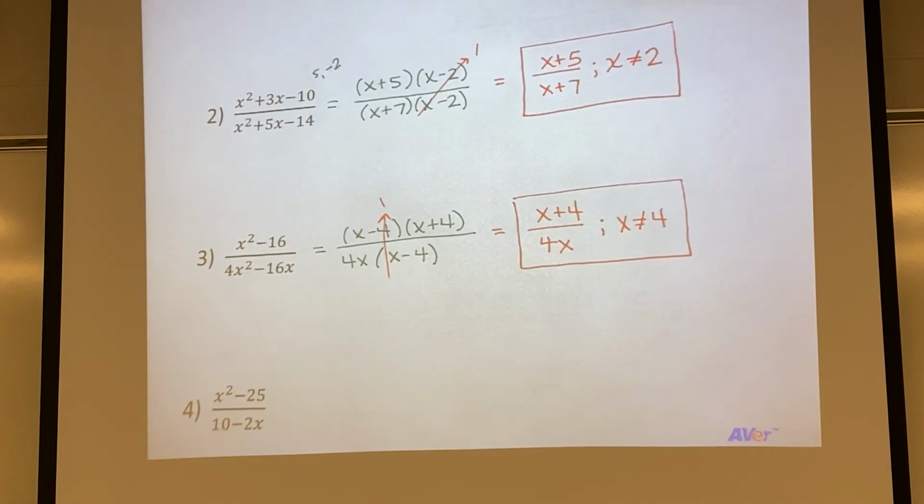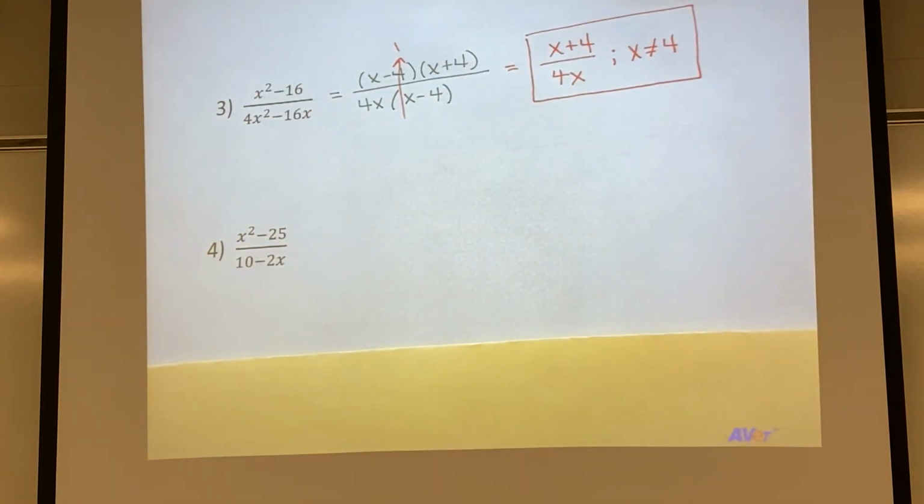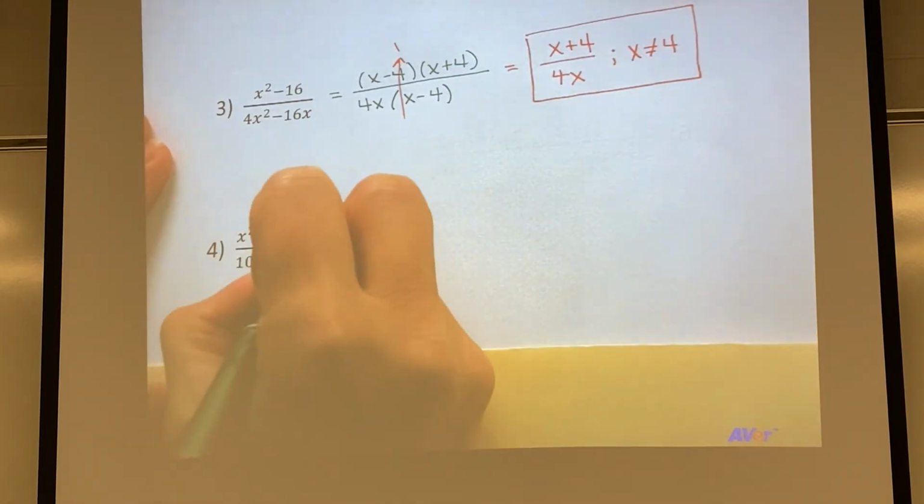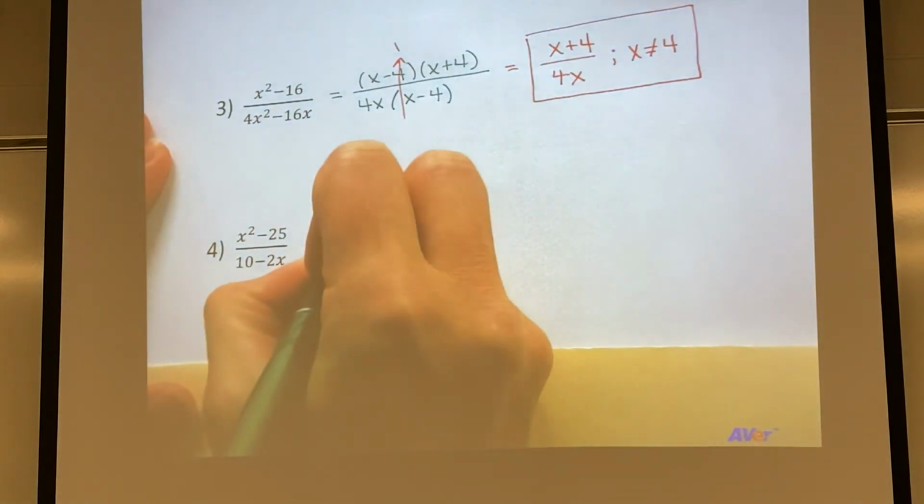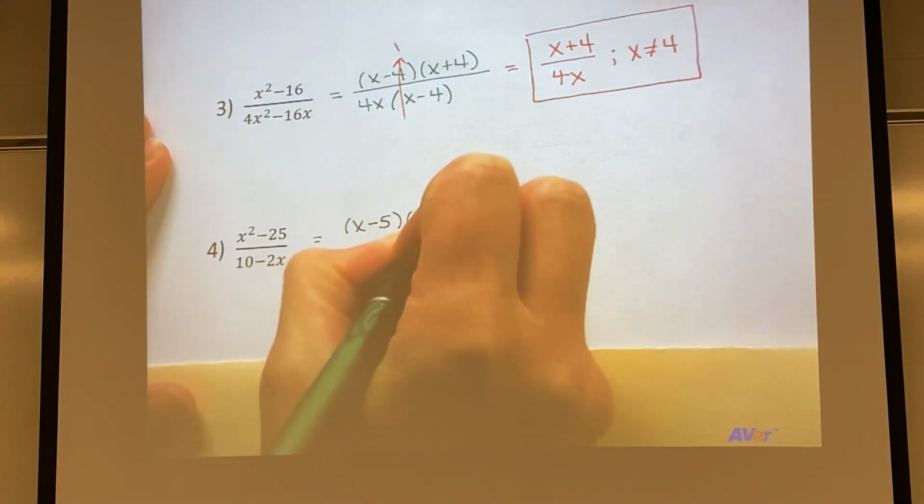All right, here's our last one. Go ahead and write it down, give it a try to factor it, and then come back and see how you did. All right, the numerator on this one is like the last one, a difference of squares. So hopefully you noticed it was x minus 5, x plus 5.